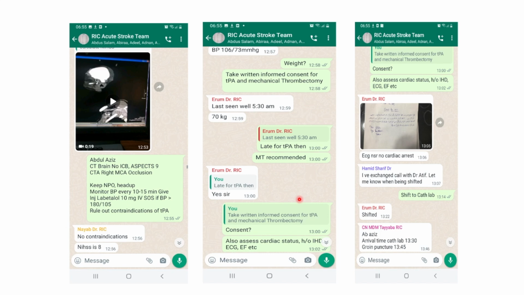And if the patient is to be shifted to the cath lab, then the cath lab nurses will note down here the time of arrival in the cath lab. They will note down the groin puncture time and the recanalization time.